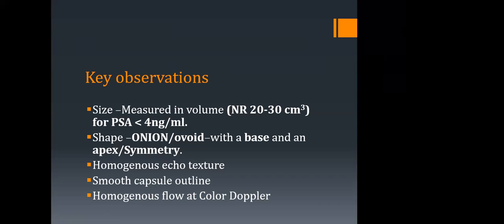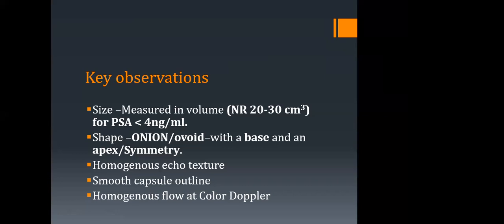And the normal volume for the prostate, we take the volume. And the volume is normally between 20 to 30 centimeters. That is for PSA less than 4 nanograms per milliliter. Please take note of this PSA. Most of the volume will be between 20 to 30. And then we look at the echotexture, the echogenicity, and how smooth the parenchyma is. It is predominantly homogeneous and smooth.